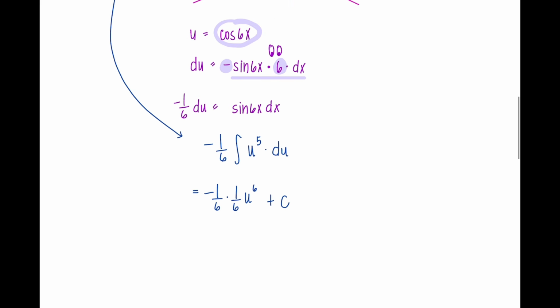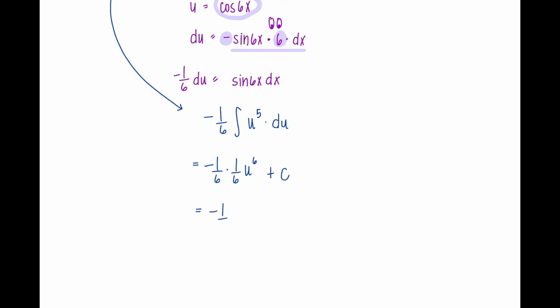So we've got negative 1/36 u to the 6th, well, who was u? U was, it's right here, cosine of 6x to the 6th plus c. And then I'm going to write my final answer with the abbreviation so we don't have so many parentheses. So negative 1/36 cosine to the 6th 6x plus c. And then we'll box it, and there you go.